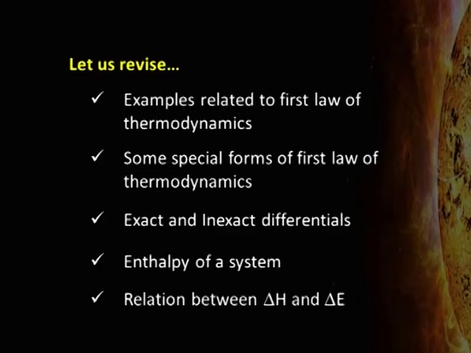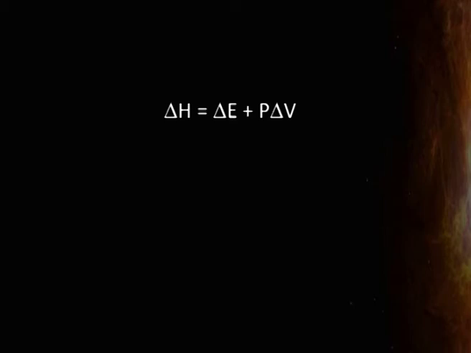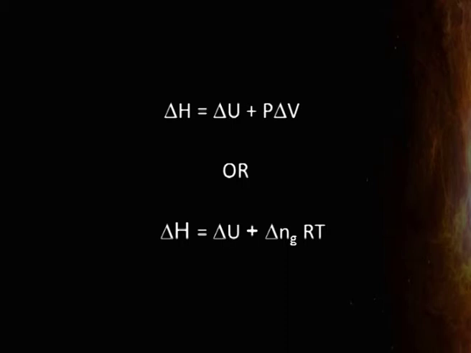After that, we derived a relationship between enthalpy change and internal energy of the system. Delta H is equal to delta E plus P delta V, or delta H is equal to delta E plus delta N of gas into RT. Here delta E can also be replaced by delta U. In continuation, in next lecture, we will discuss molar heat capacities.